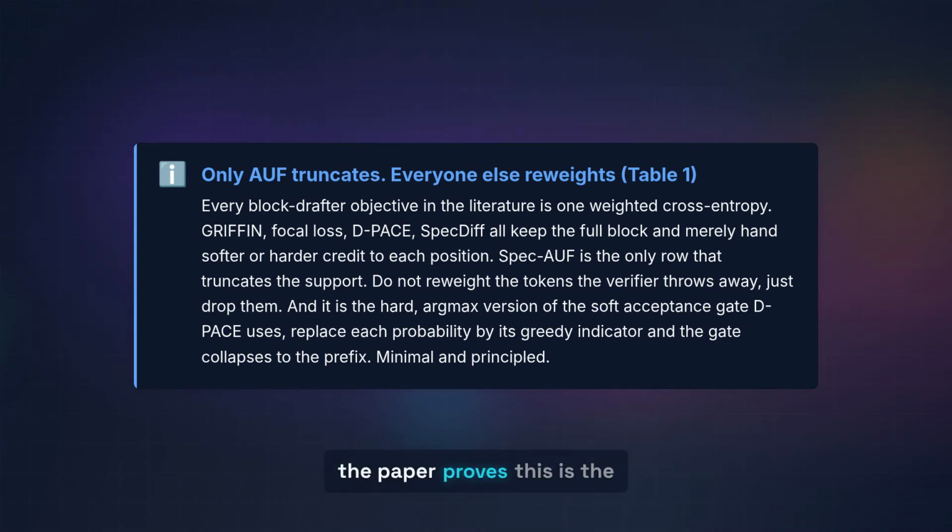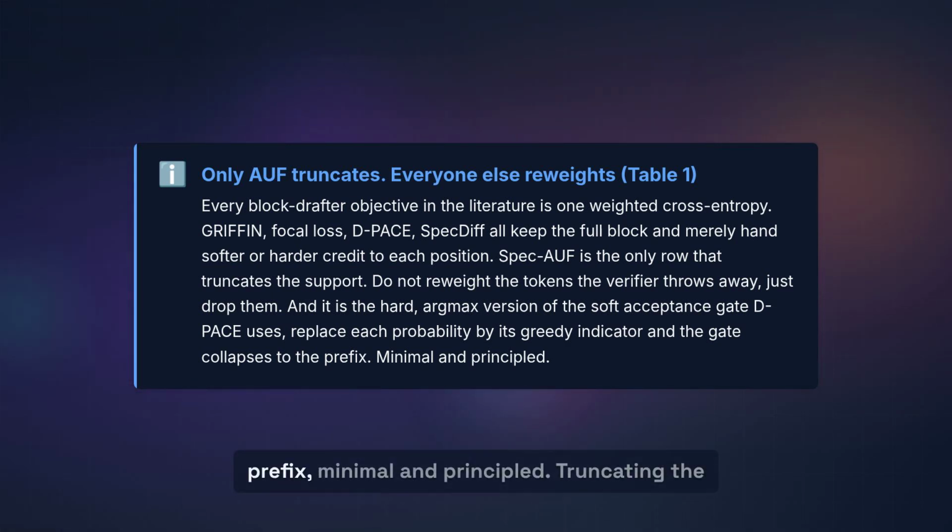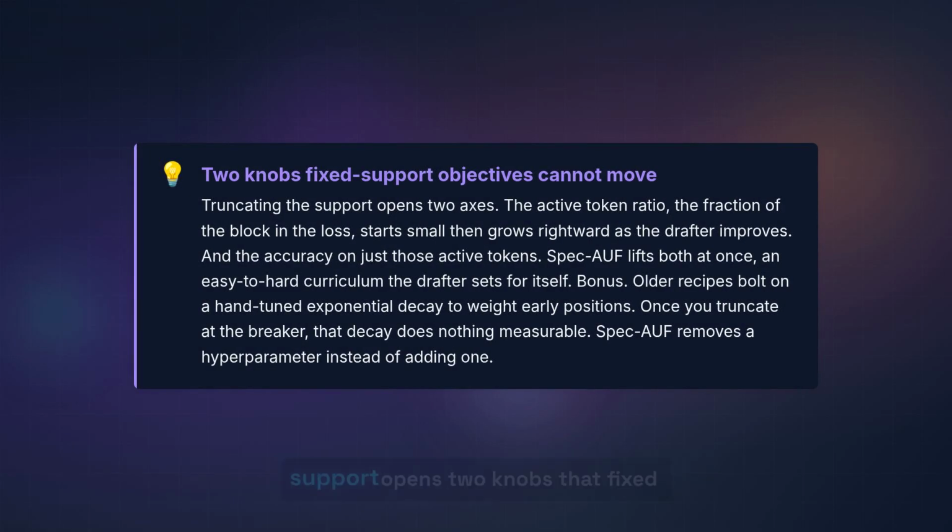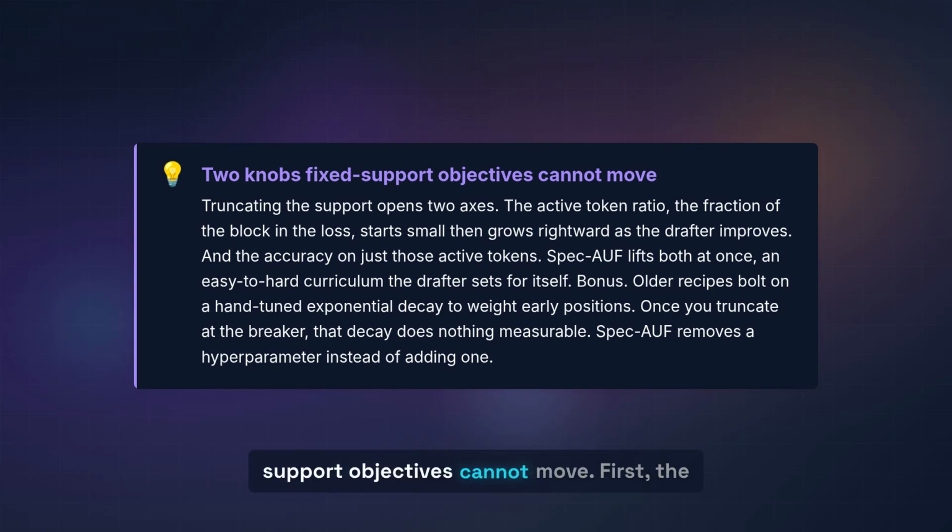Even nicer, the paper proves this is the hard, argmax version of the soft acceptance gate that DPACE uses. Replace each soft probability with its greedy indicator and the gate collapses to exactly the SpecAuf prefix. Minimal and principled. Truncating the support opens two knobs that fixed support objectives cannot move.